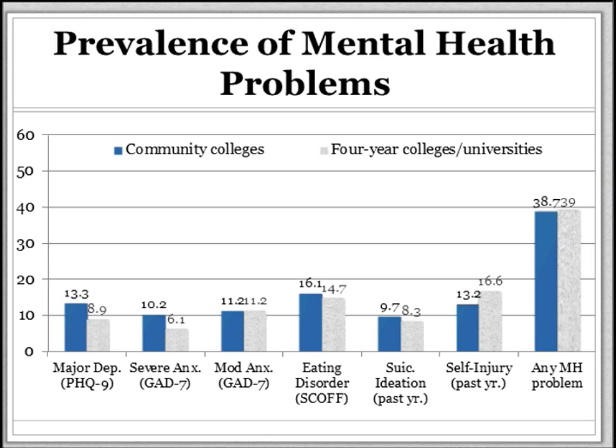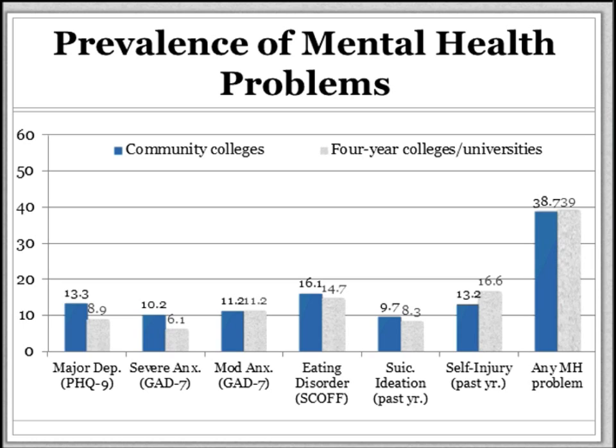Hi, everyone. This is Daniel Eisenberg, and we just put together some numbers from the data that we just finished collecting, as Sarah said, at these 3 community colleges in Ohio. That's the blue bars here, as compared to a collection of 4-year colleges and universities from 2013. Each bar represents the percent of students screening positive for various conditions. For example, you can see on the left, 13.3% of community college students have a positive screen for major depression as compared to 8.9% in the 4-year schools.